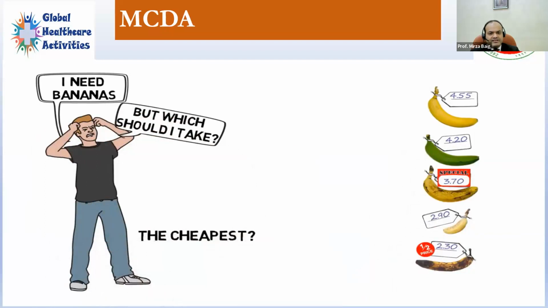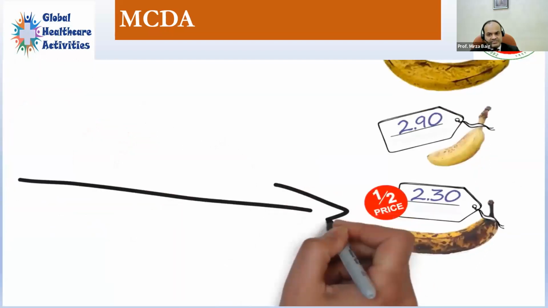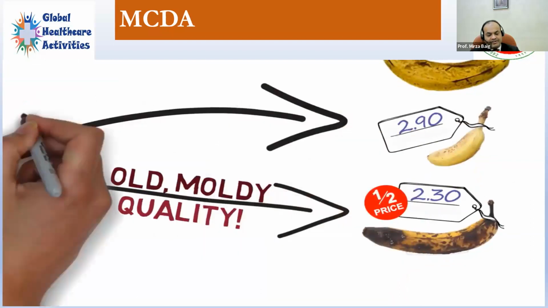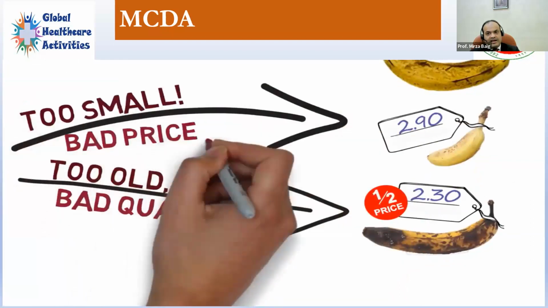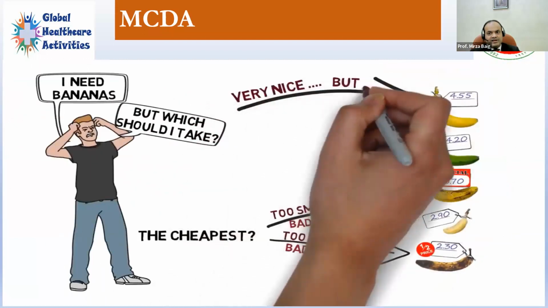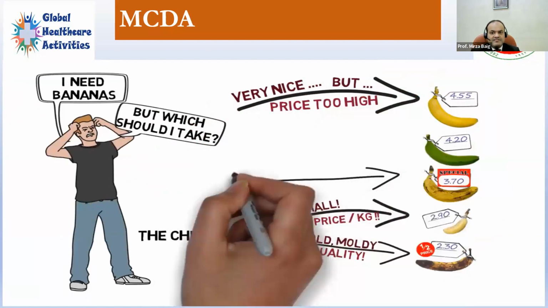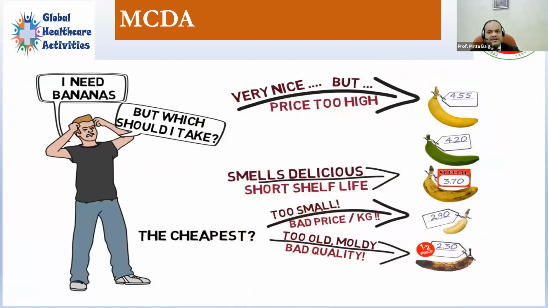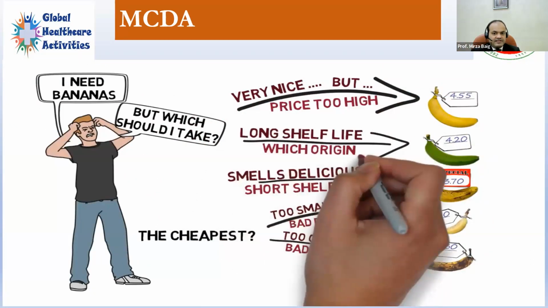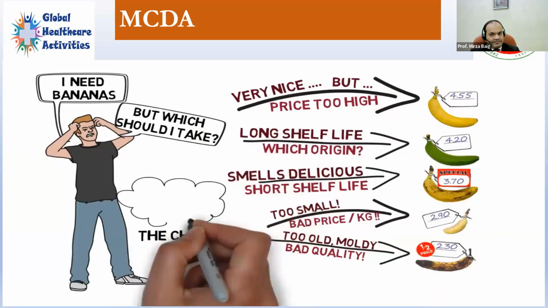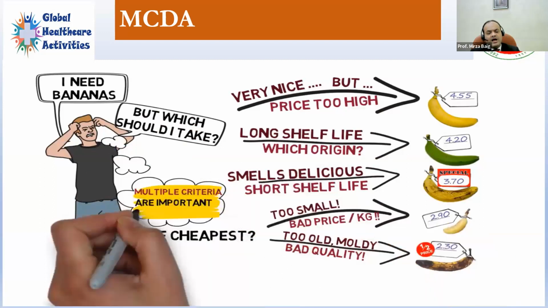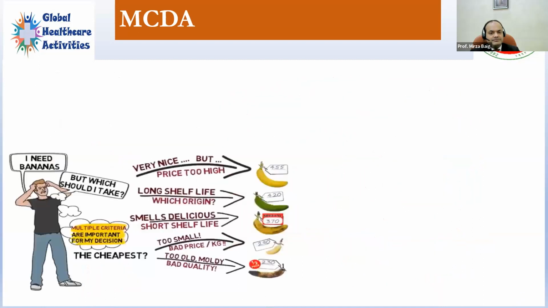So when we are taking the decision, if we go for the cheapest one, it is too old, it will be moldy, it is a bad quality. We cannot go for the cheapest one. And another cheap one is very small and different in taste. And of course, it is based on preference. Some like that. And when you see the expensive one, it is very expensive. And the average one is good, but it has a short life. So all these are different criteria, and we will be confused how we can select the best bananas.